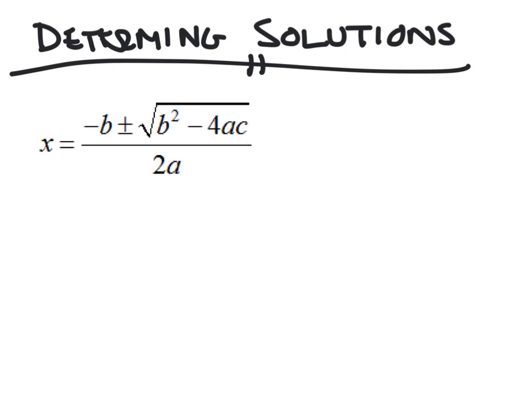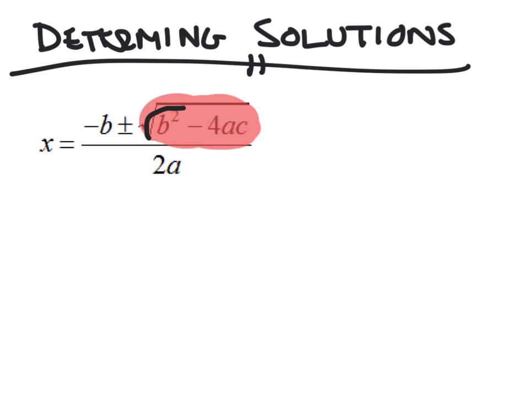Alright, this is our quadratic formula, and a part of it has a special name, and that part is called the discriminant. The discriminant is this piece right here because it discriminates for you how many answers you can expect. Let me explain that a little bit to you.